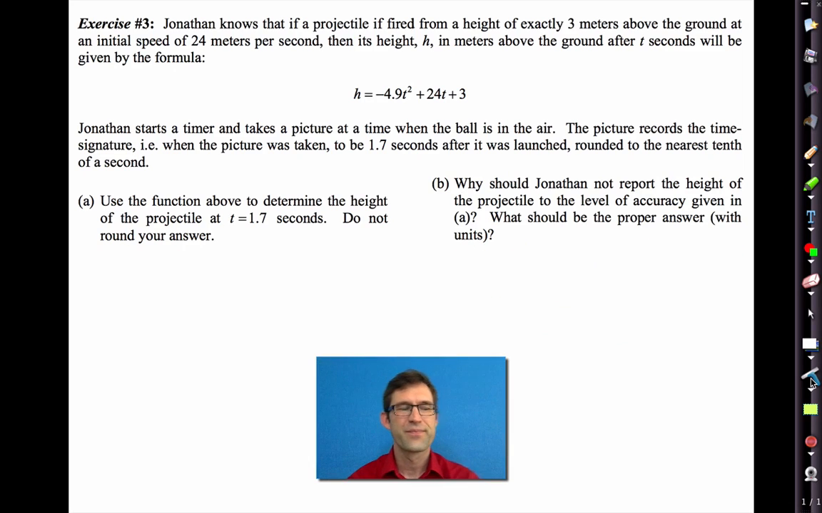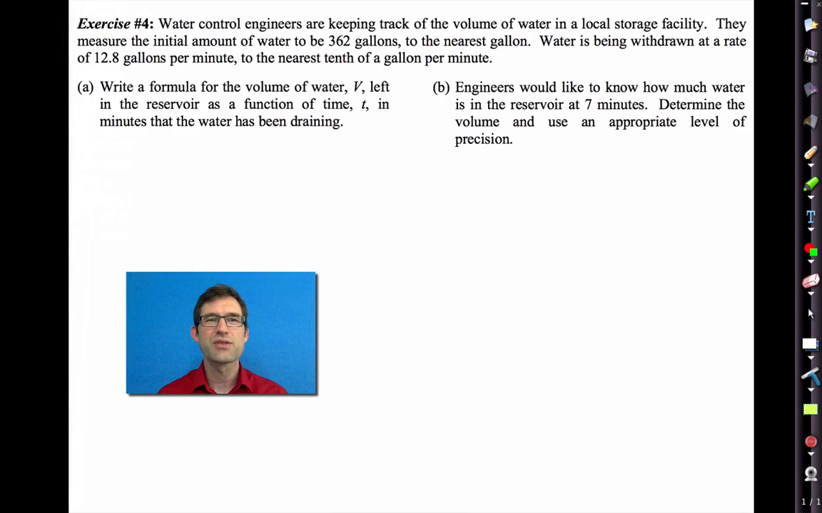Okay, here it goes. All right, let's take a look at exercise 4. Water control engineers are keeping track of the volume of water in a local storage facility. They measure the initial amount of water to be 362 gallons to the nearest gallon. Ooh, look at that, rounding, right? Water is being withdrawn at a rate of 12.8 gallons per minute to the nearest tenth of a gallon per minute, rounding. Write a formula for the volume of water V left in the reservoir as a function of time t in minutes that the water has been draining.